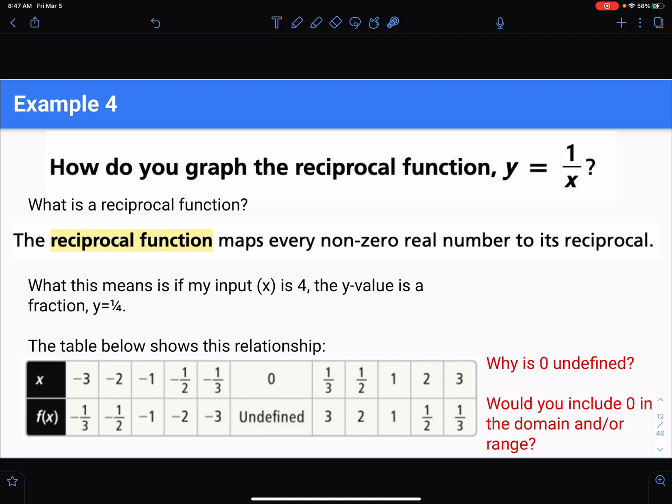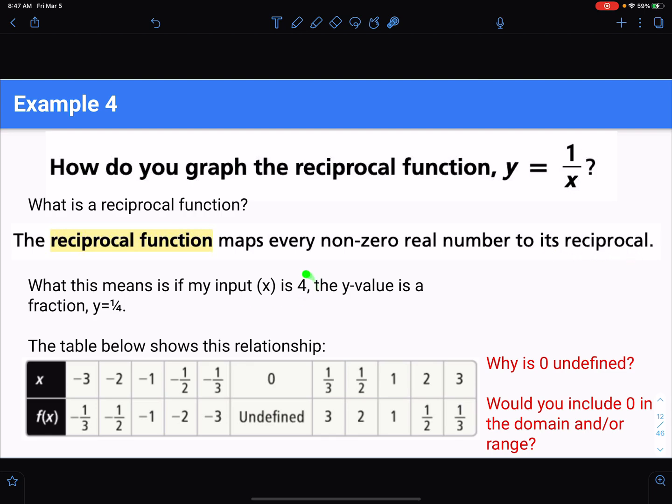Okay, in example 4, we have the question, how do you graph the reciprocal function, which is y equals 1 over x? So something to remember about a reciprocal is it basically means a flipped fraction. So I've included the definition. It maps every non-zero real number to its reciprocal. So it flips every number.